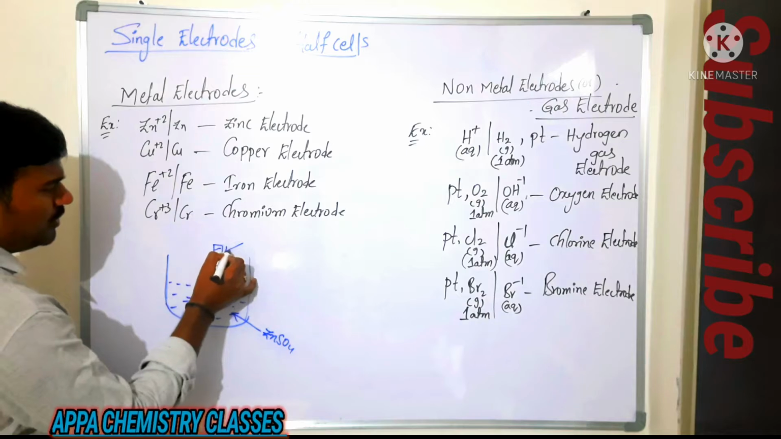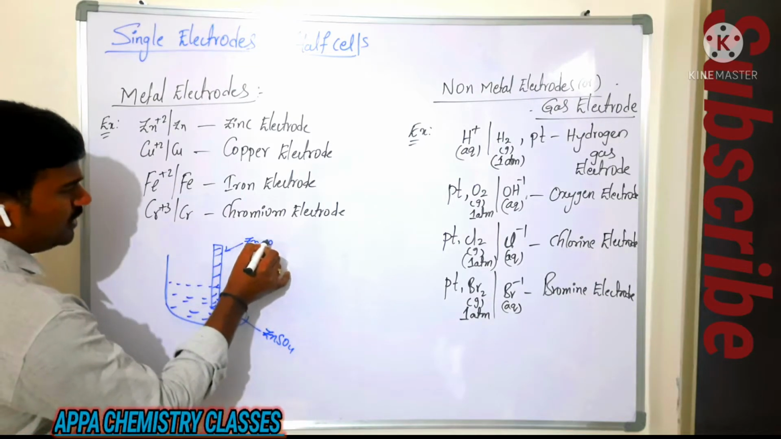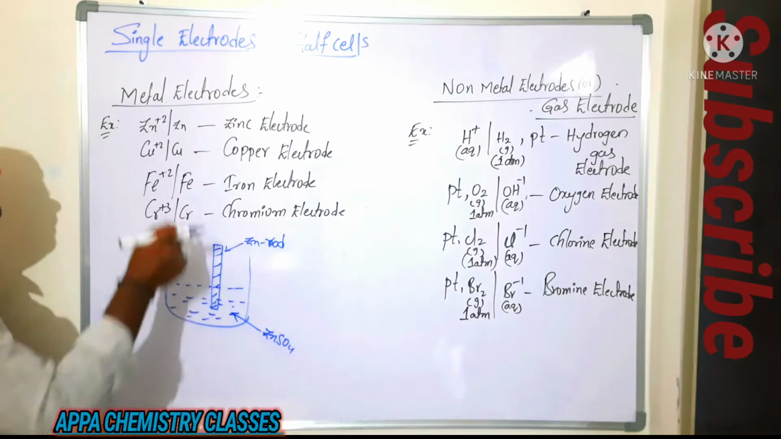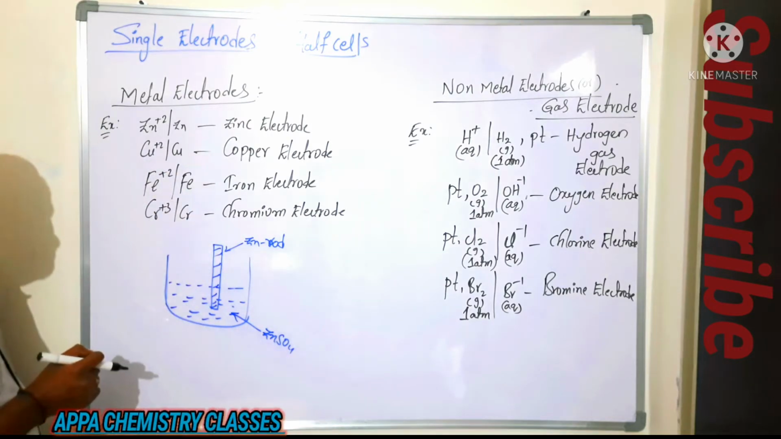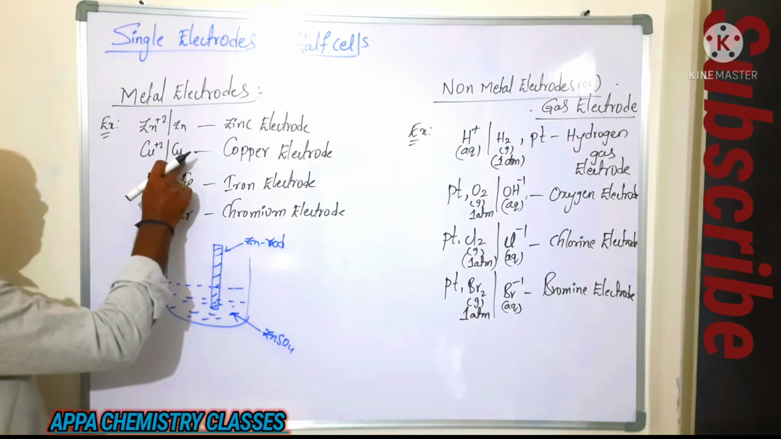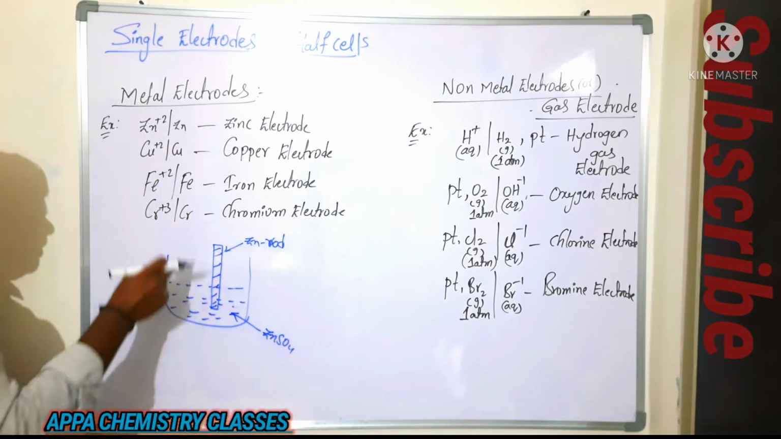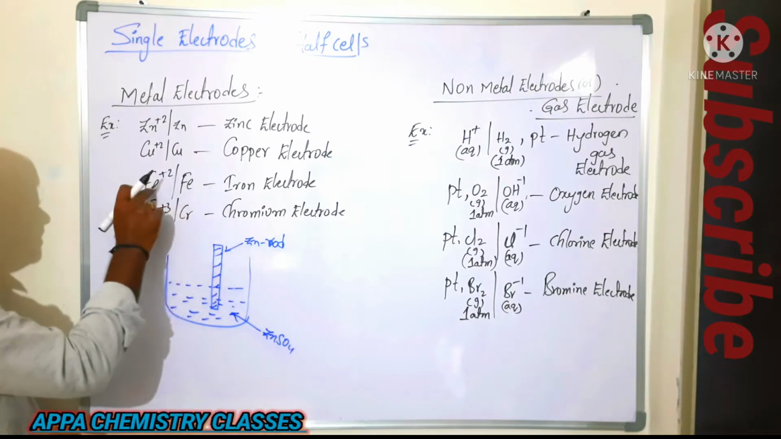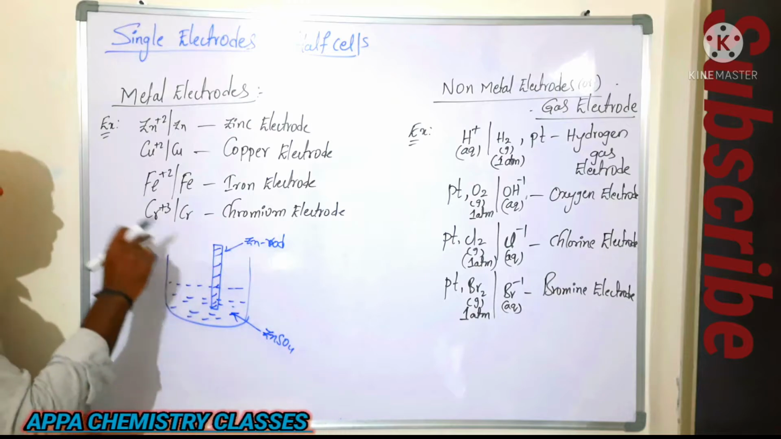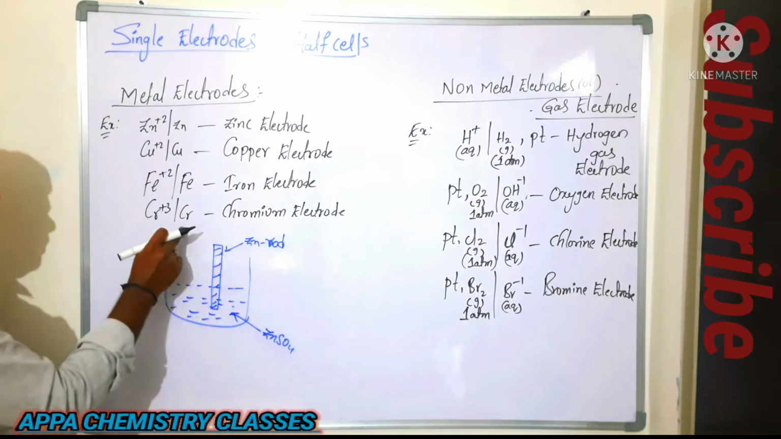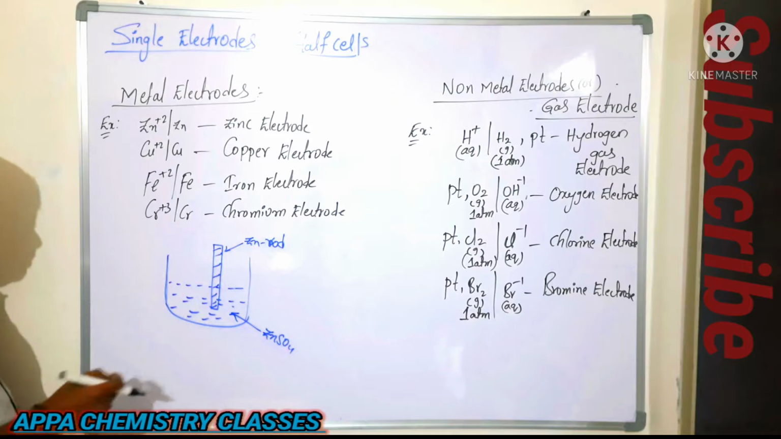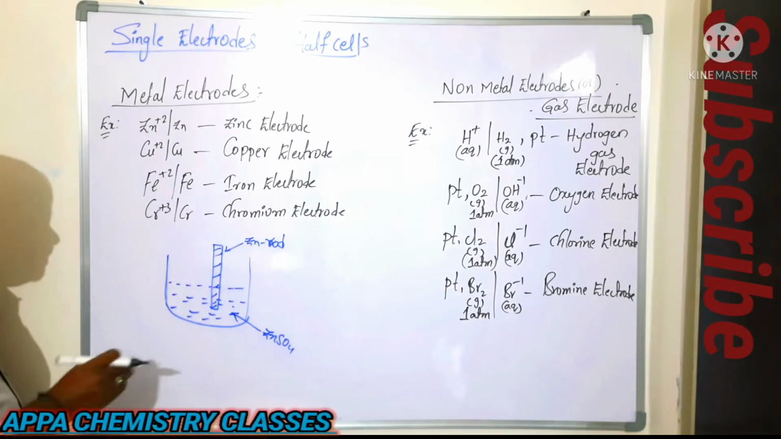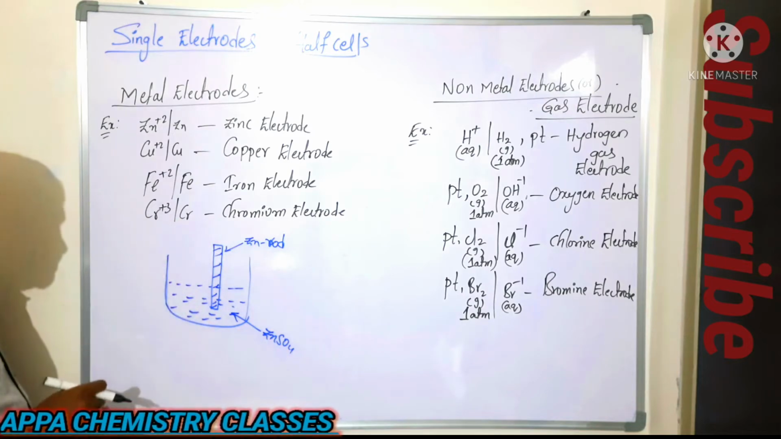Then you have to take the zinc rod. That zinc rod is immersed in zinc sulfate solution, then it forms the zinc electrode. Similarly, a copper rod immersed in copper sulfate solution gives the copper electrode. Similarly, an iron rod immersed in ferrous sulfate solution gives the iron electrode. A chromium rod dipped in chromium sulfate solution gives the chromium electrode. Like that, lead electrode, silver electrode, whatever the electrode may be.